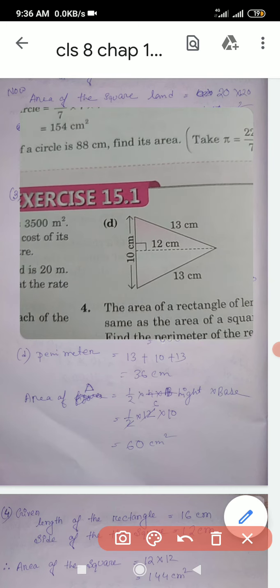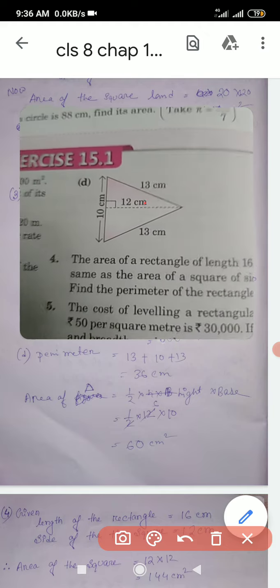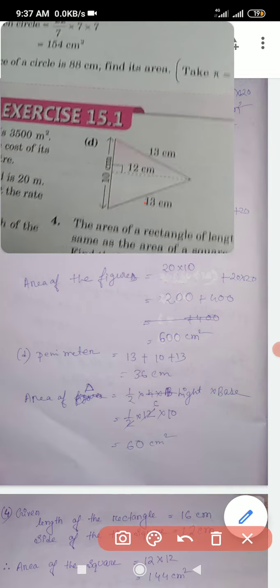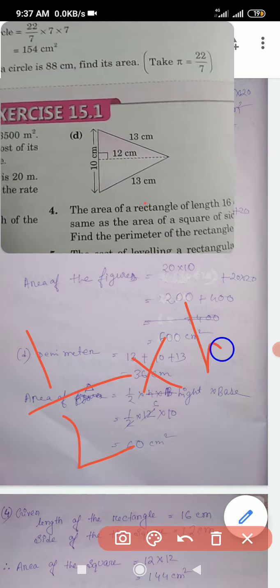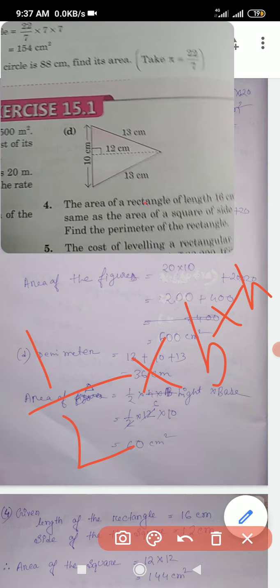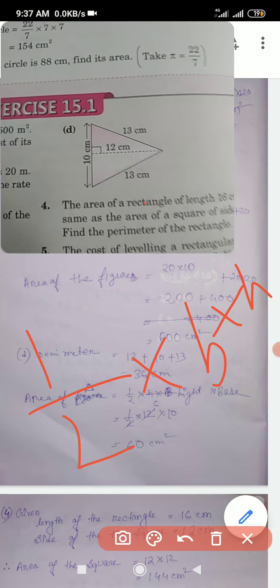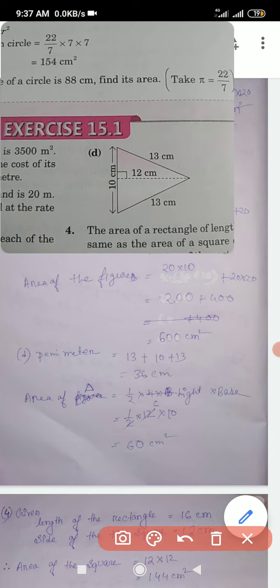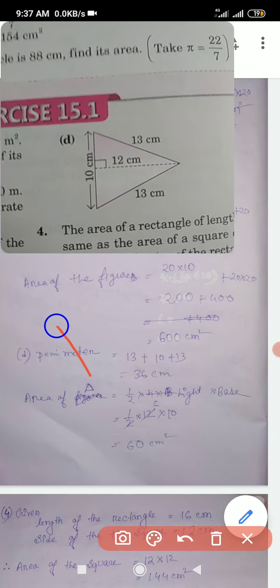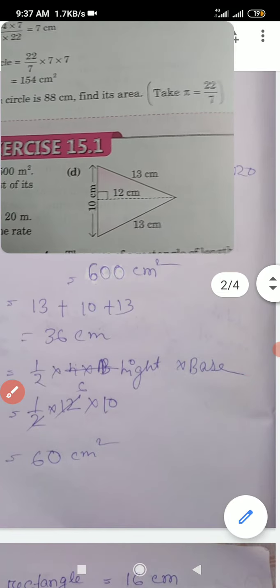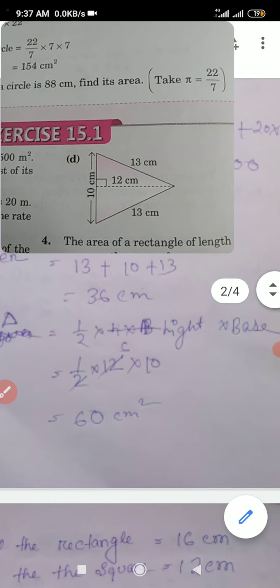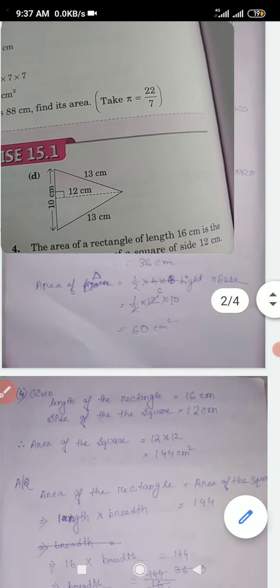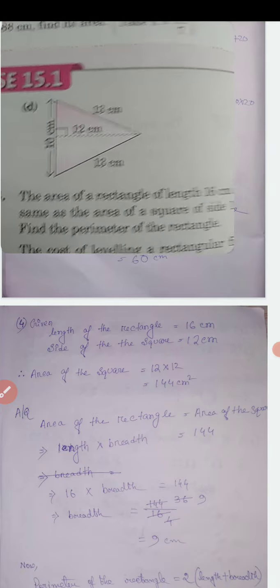And the area of the triangle is what? We have learned that the area of a triangle is half into base into altitude, or height. So half into b into h. The base is given as 10 centimeter, and the height, the perpendicular from the vertex to the base, is given as 12 centimeter. Multiply all together, cancel whatever is getting cancelled, and you will get the result. So half into 12 into 10. After cancelling and calculating, we'll get the value as 60 cm square. Area is always in cm square. Okay.